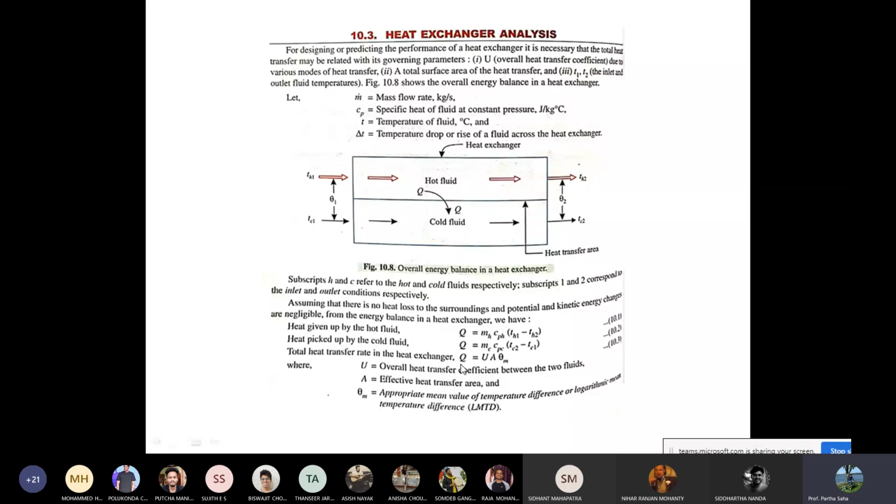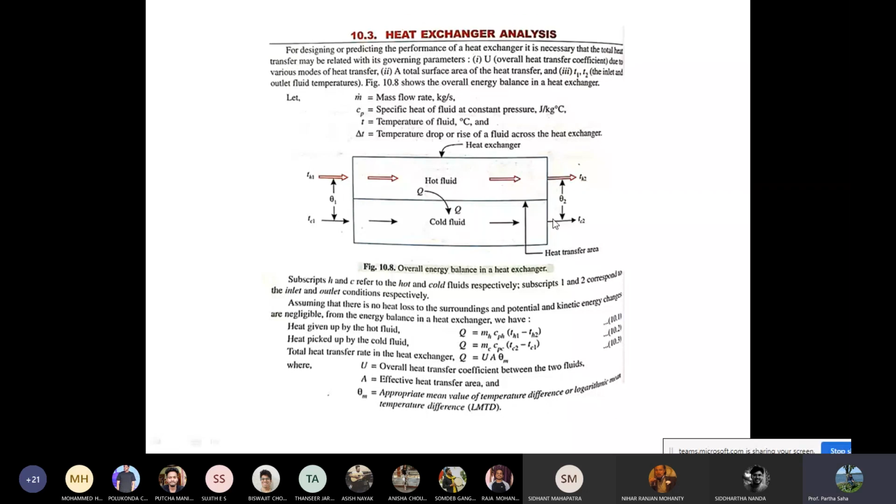of the heat exchanger, given by Q equal to U times A times theta m, where U is known as the overall heat transfer coefficient. I think all of you know what the overall heat transfer coefficient is. We have already derived this expression in previous presentations. A is the effective heat transfer area, and theta m, which we are going to derive in the next slides onwards, is known as the logarithmic mean temperature difference, or in short LMTD.